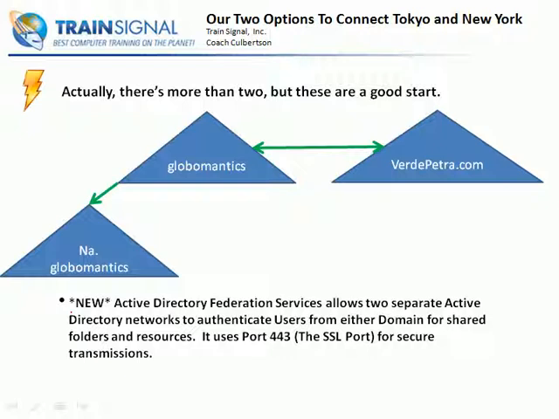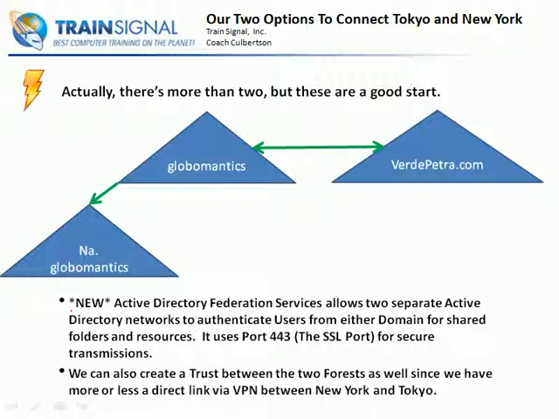Now, most of the time, Federation Services actually does allow you to share stuff over, like I said, a web interface. So you're probably going to need a SharePoint solution or some other Active Directory Federation Services aware application in order to make that work. Now, we can also create what we call a trust between the two forests, since we really have more or less a direct link via VPN between New York and Tokyo. All right, so the network connection itself is pretty direct. Now, Active Directory Federation Services is really good when you need to connect two organizations that do not have a direct connection. But since we do have that VPN technology that Hank bought for us, well, then we're in pretty good shape to do something like that.